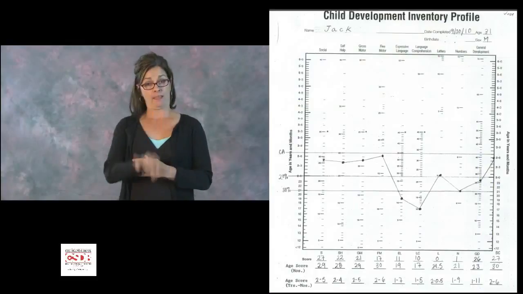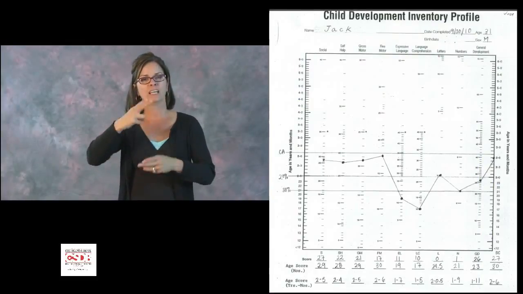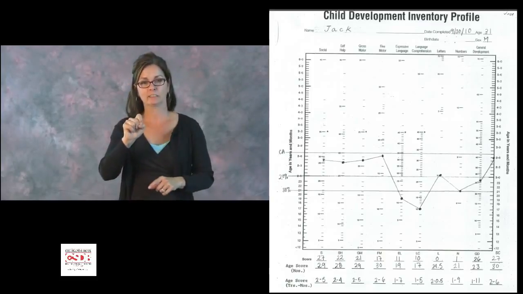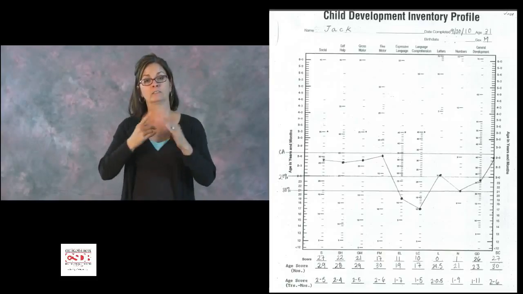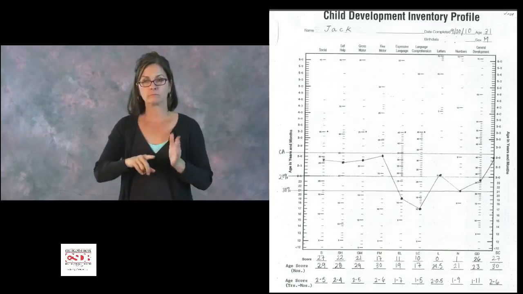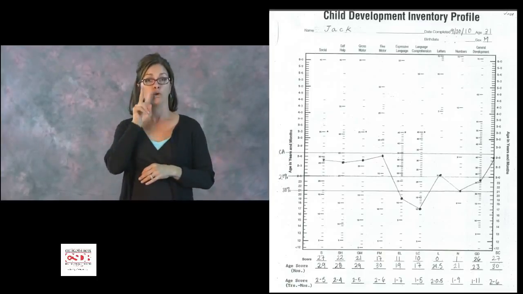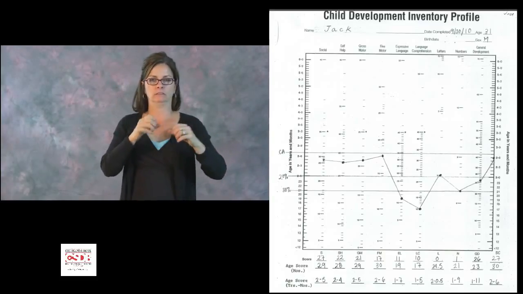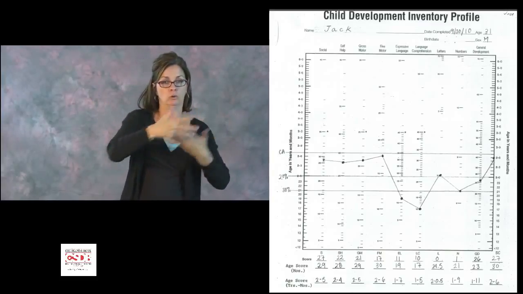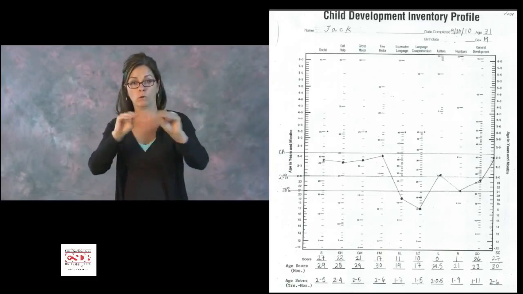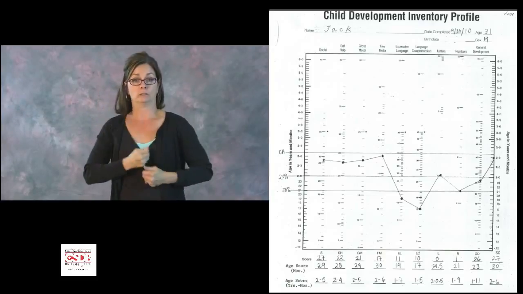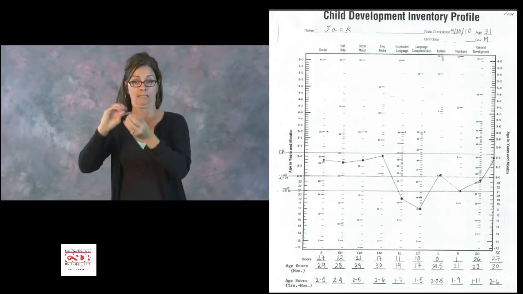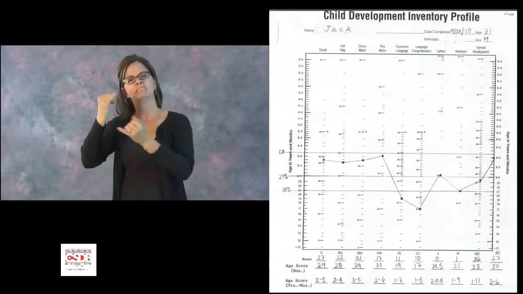So this profile sheet is for a child named Jack. He's 31 months of age, and this is the results from his Minnesota Child Development Inventory. The way that this is set up is if we look across the top of the page, we can see the labels for the different subscales. So again, going from left to right, we have the social scale, the self-help, the gross motor, the fine motor, expressive language, language comprehension, letters, numbers, and then a general development score.